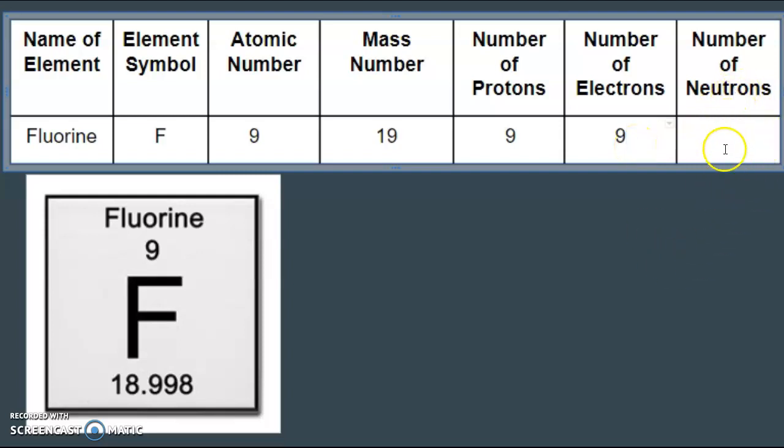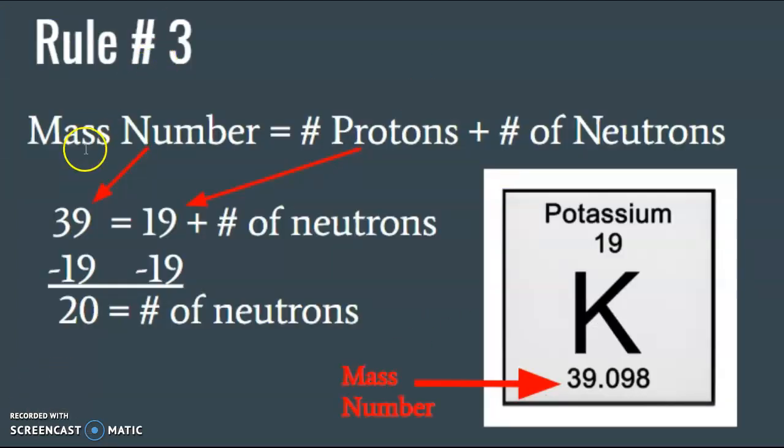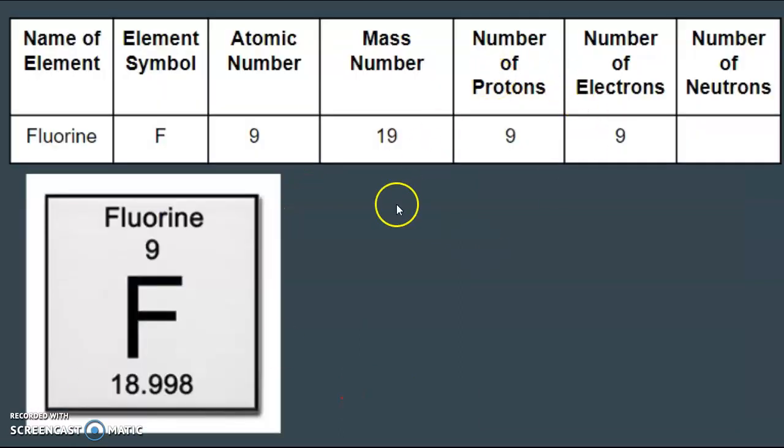We just have one more piece of information to fill in now, our number of neutrons. So we can go back to our rule number 3 to help us out. Rule number 3 says our mass number is equal to our number of protons plus our number of neutrons. So let's go back to my example and work with our formula here. Our mass number was 19, and that is equal to our number of protons, which was 9, plus our number of neutrons.